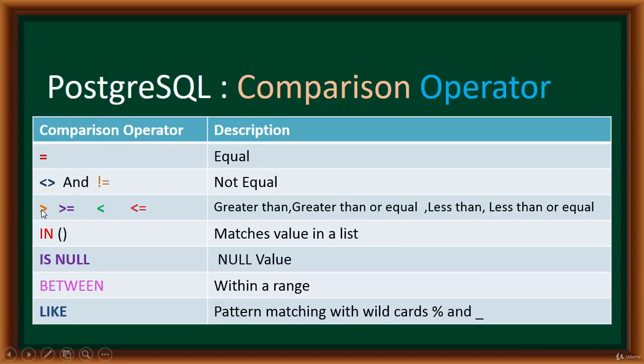If you want to check if something is greater than something, you use this. This is the greater than sign. If you want to check if something is greater than or equal to, you use this sign. If you need to check for a value that is less than, you use this, the less than symbol. And if you want to check if something is less than or equal to, you use this.